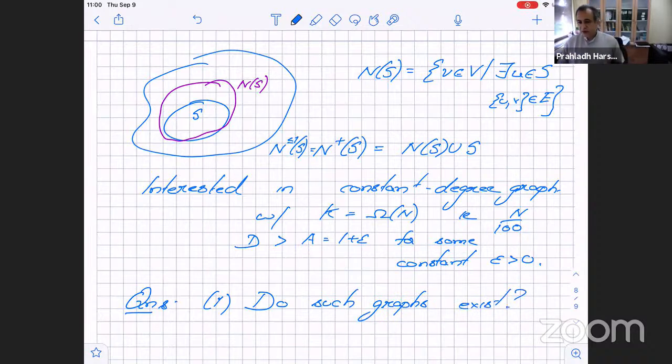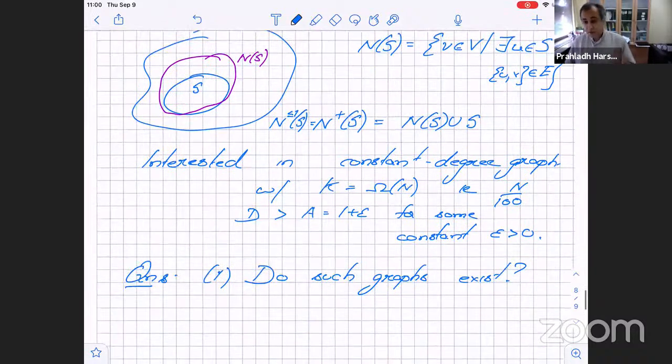Can such a graph exist? The first thing we'll do in the next lecture is show that if you pick a graph at random, yes, such a graph exists. That is, pick a random d-regular graph, and it will have this property. So that's the first thing we'll show. Next, okay, I defined an object, and such an object exists. Are they useful?